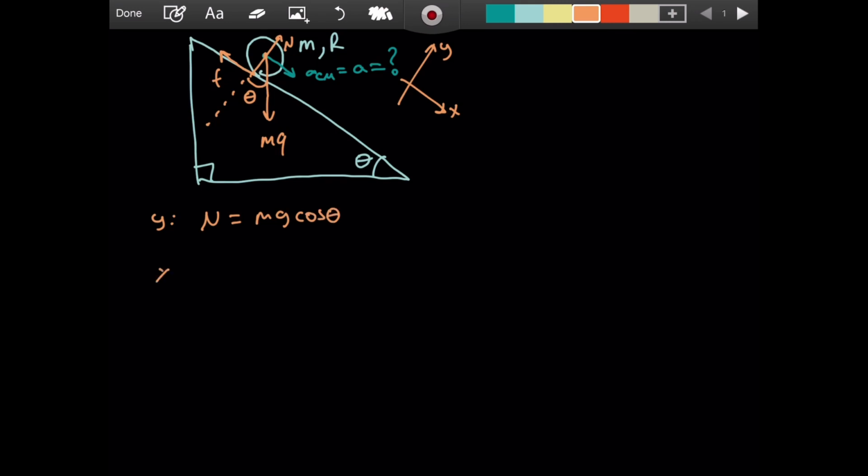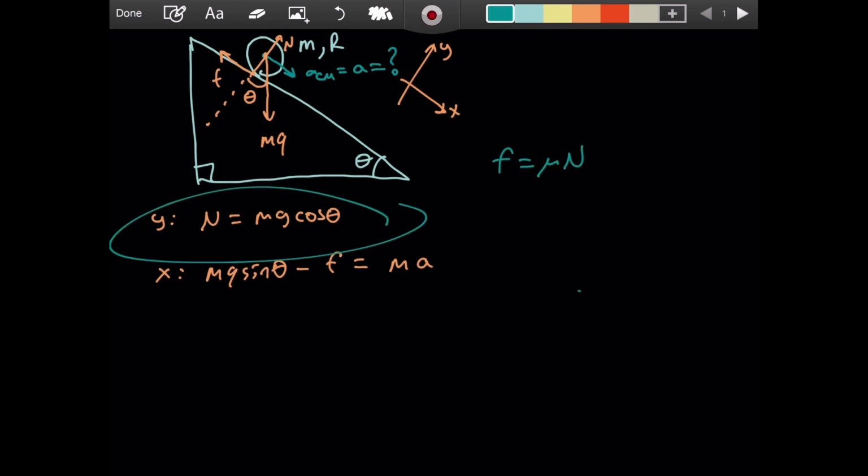What about x? In x, we will have mg sine of theta minus the force of friction, and this will be equal to ma. And as you can see from the x equation, what we're looking for is the frictional force. And please, please, please, do not simply say, oh, F is equal to mu times N, and I know what N is, and maybe I'm given mu, maybe not. But please don't do this.